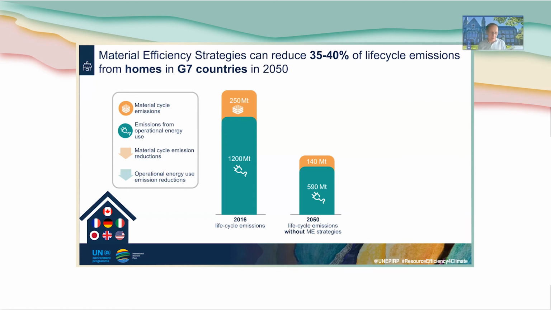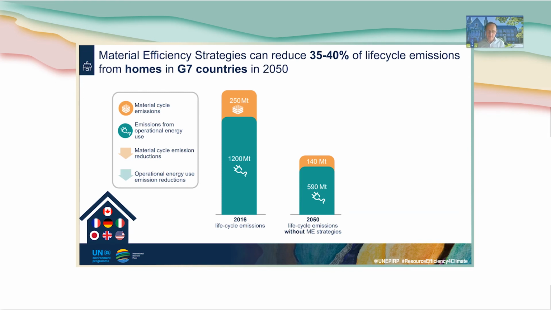For the G7 countries, and you can see the G7 countries on the lower bottom left. And here we have emissions associated with the material cycle in orange, and emissions associated with the operational energy use and other energy use in the building life cycle in green. As a background to our scenario, of course, we assume a decarbonization of the energy system and an increase in energy efficiency. So a roughly 2-degree consistent pathway that brings those emissions down by 2050. However, they don't go down as far as they should. Ideally, we would need to reach zero, right?